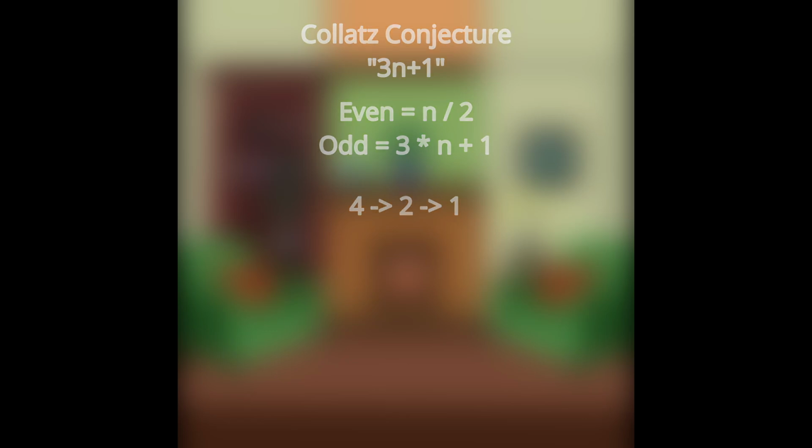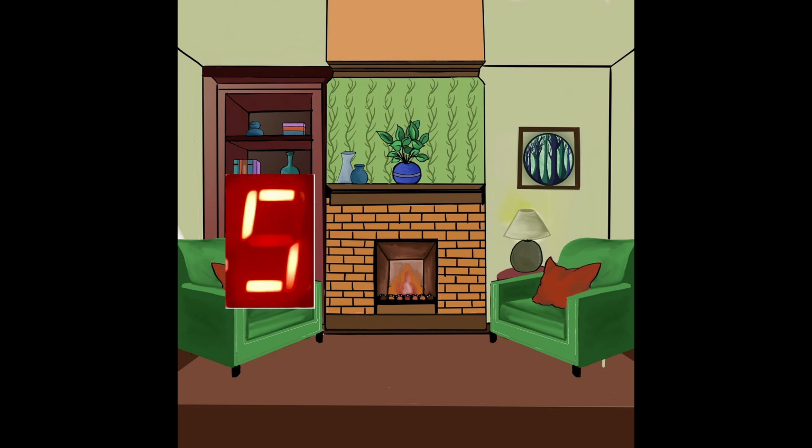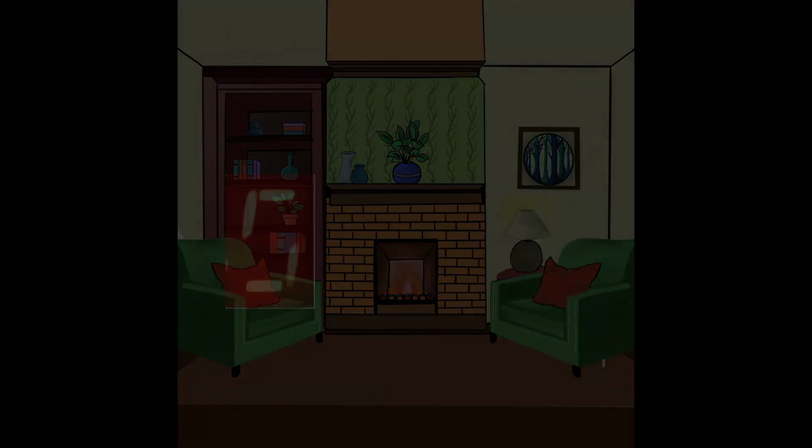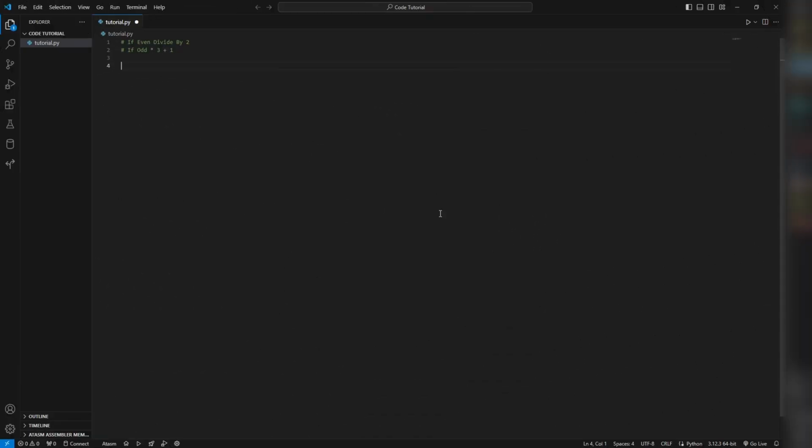Today what I want to make is very simple. I want to make a Python code that does the Collatz conjecture and then prints out every single number that it went through. So let's get over to the code.